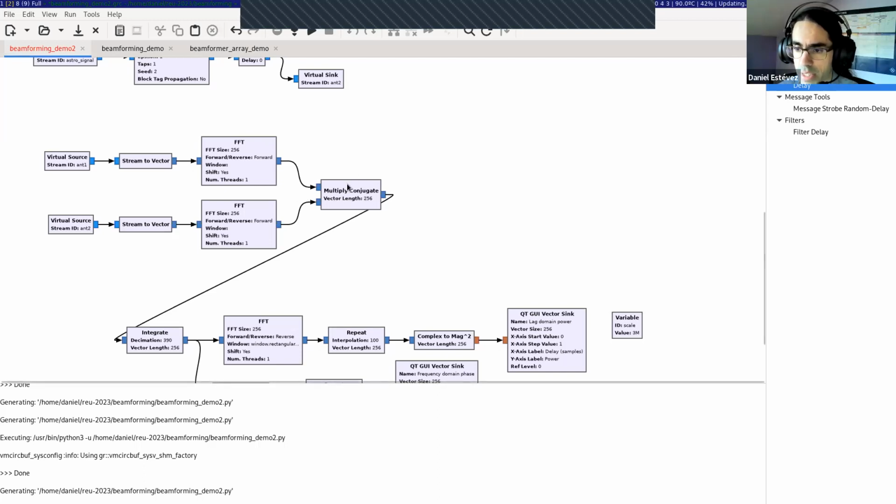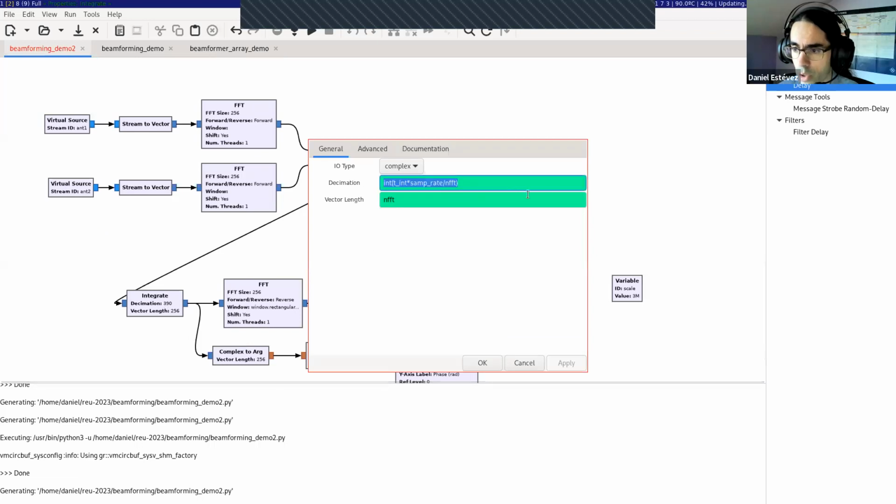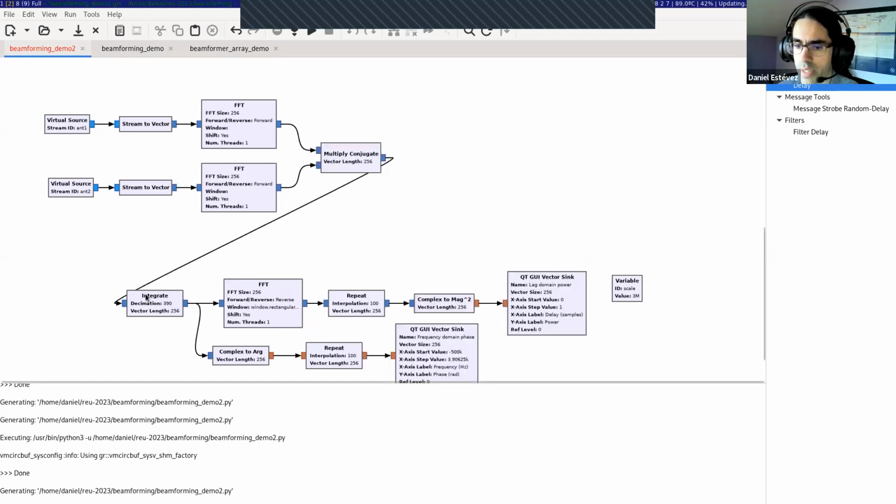And the phase of that complex number will indicate the phase offset between the signals. If the signals are completely independent, this output will be random and it will have random phase. So the next thing we do is we integrate. We are integrating complex numbers for our intended integration time. So we are generating one measurement every 0.1 seconds.